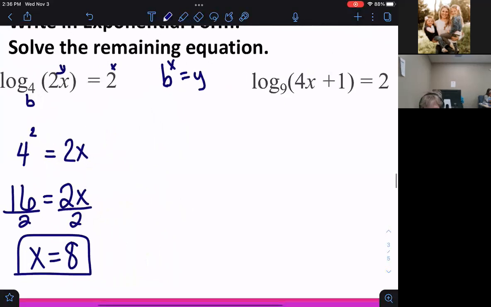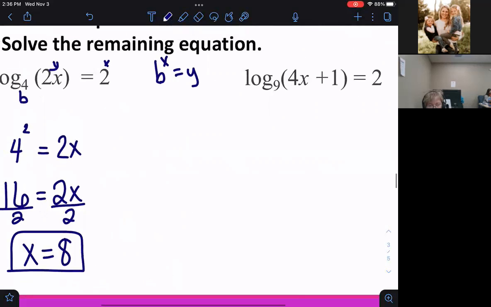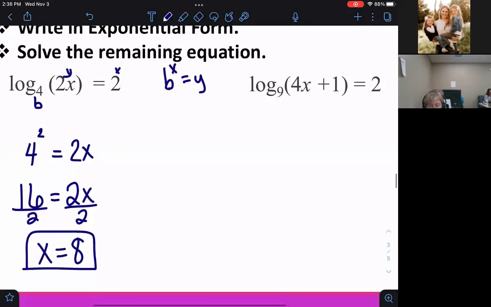We're going to repeat the same process for the question on the right-hand side. So I'll give you a minute to see if you can label those parts, rewrite it in exponential form, and then solve the remaining equation.